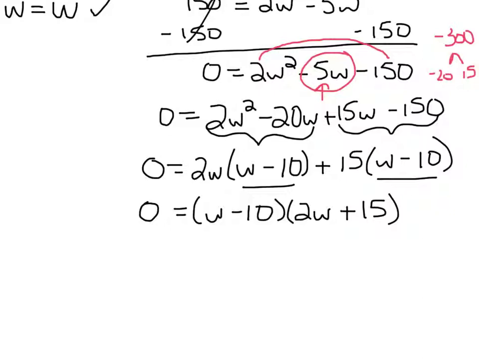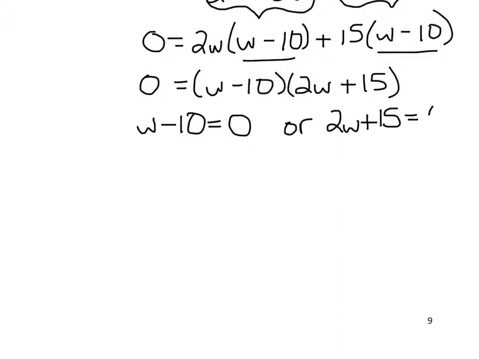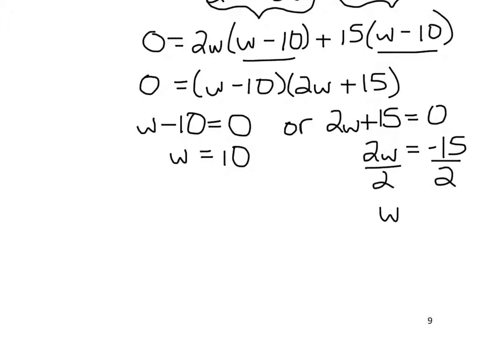I can continue to solve this equation for W by using my zero factor property. Two things that multiply together to give you 0, at least one of them has to be 0. So we go through and find all of our possible solutions by setting each of them equal to 0. If I add 10 to both sides of this first equation, I get W equals 10. If I subtract 15 from both sides of my second equation, I'm going to get 2W equals negative 15. And of course, I can divide both sides by 2, and I'm going to get W equals negative 15 over 2.